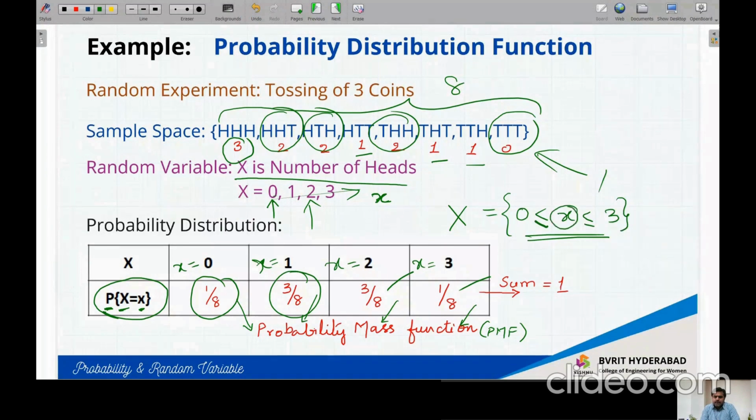Where the elements of that random variable are represented with a small x. And taking that specific value, what we say it as a probability mass function. So this is a probability mass function when random variable value x is 0. This is the probability mass function value when the random variable takes a value of 1, and so on. Till this point, clear?